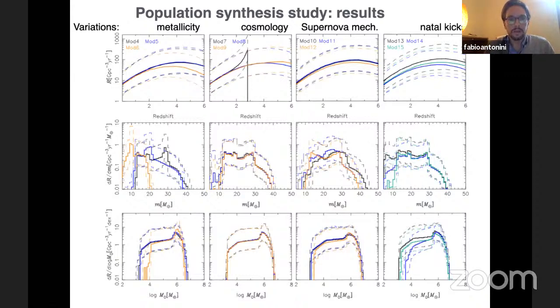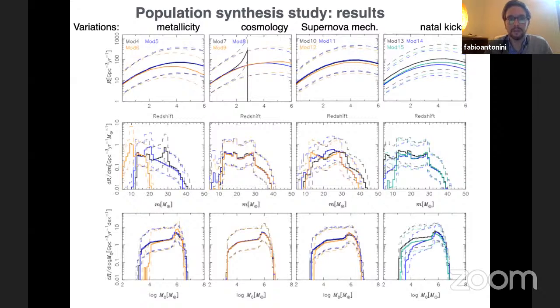Now let's look at other variations in the model. We don't have a very good description of how metallicity evolves with redshift, so we changed the metallicity of our cluster models. We changed the supernova mechanism and the black hole mass distribution. We also considered different prescriptions for the formation time of globular clusters, and for the natal kicks of the black holes.